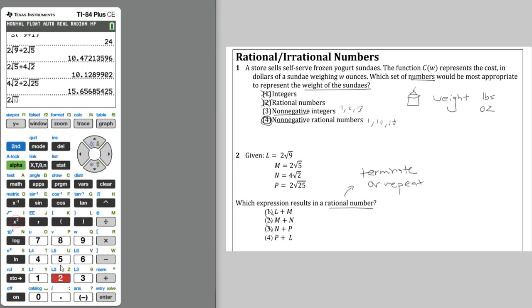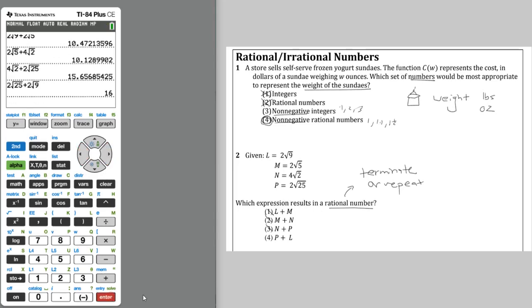All right, 2 radical 25 plus L, which is 2 radical 9. Oops, that's a 6. Let's try that again. 9. And enter. There we go. That's a rational number. It equals 16, which is a whole number. It terminates, right? And technically there's 0.000, so the zeros repeat.